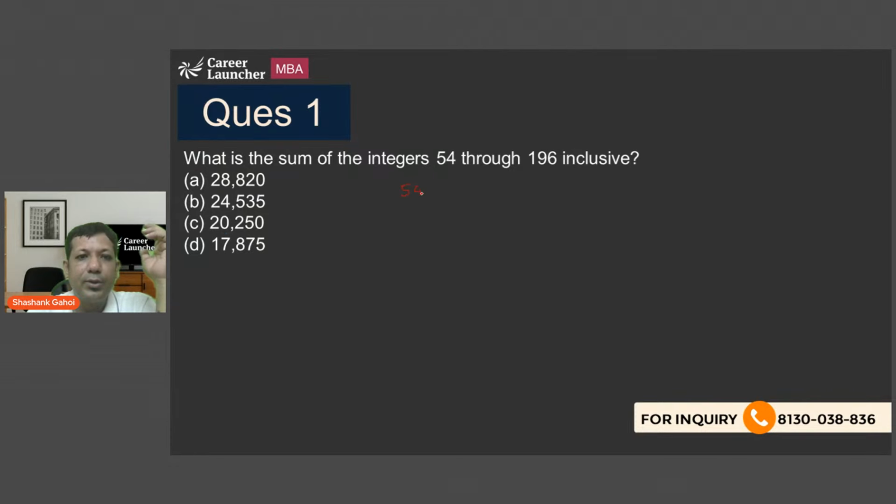I think it's not very clearly visible, so let me change the color. I'm going to start the sum from 54 plus 55 plus 56 and so on up to 196. First of all, I can say it is an AP. If it is an AP, what is the average? Average is first term plus last term divided by 2. So that is 54 plus 196 divided by 2, that is 250 divided by 2, which comes out to be 125. That is the average.